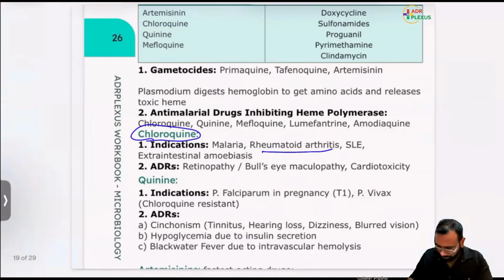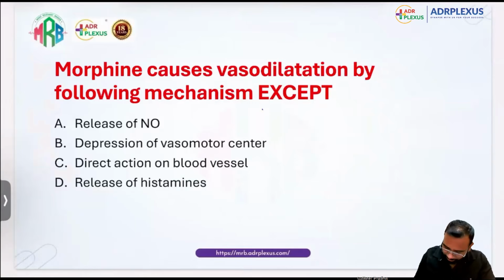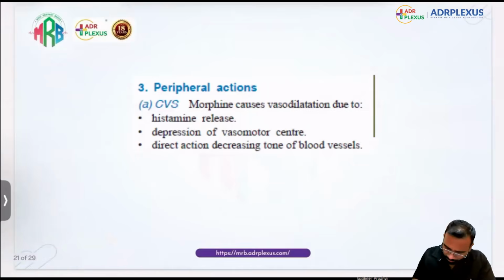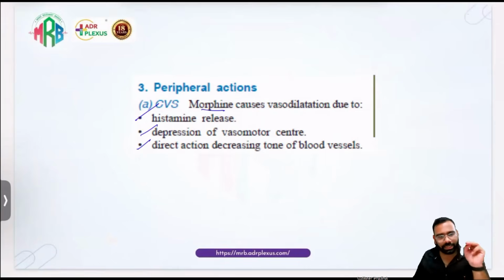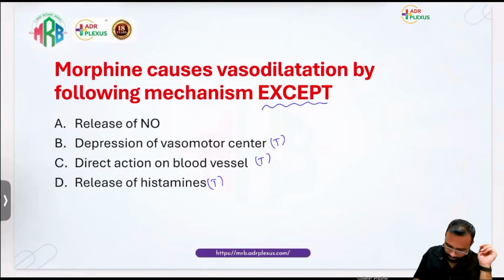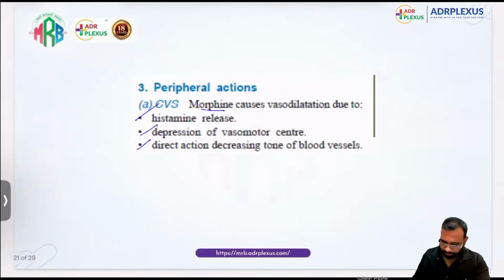So that's all. Next one, morphine causes vasodilation by the following mechanism, except. He's asking an exception. So what are the reasons for this vasodilation? Morphine is going to cause vasodilation by three things: direct histamine release, depressing the vasomotor center, and direct action on the blood vessels. The same three are given in the options, and all of them are true. This is the only false option, so the correct answer will be release of nitrous oxide. That's a direct question from the book.